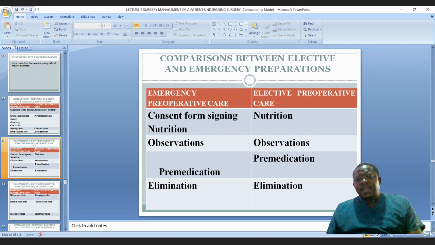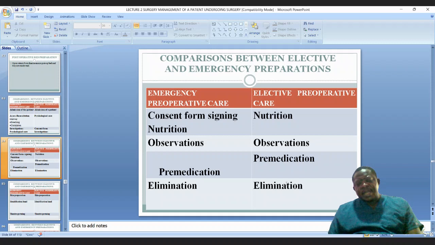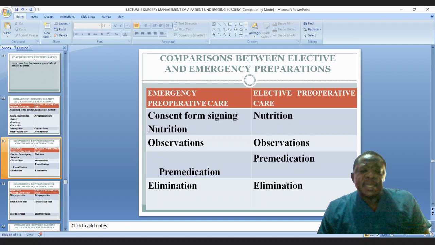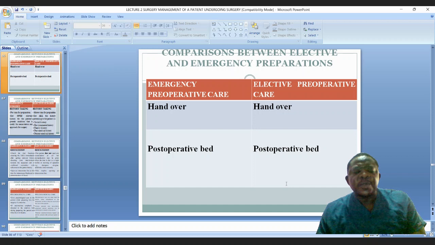Whilst in elective surgery, the patient should have the right nutrition status to make them fit to go for surgery. In both emergency and elective, observations are done. Pre-medication is given. Elimination needs to be taken care of. Whilst in emergency, there is emptying of the bladder, you catheterize and the likes. Even in elective surgery, you can catheterize the patient. But in elective surgery, starve the patient 6 to 8 hours before. Whilst in an emergency situation, there is no time to starve the patient, but an enema can be administered, especially if you are doing lower abdominal surgery. Skin preparation in both will be done. ID band is applicable in both. Theater gowning is applicable in both. Handover is applicable in both, and preparation of the post-operative bed is applicable in both.